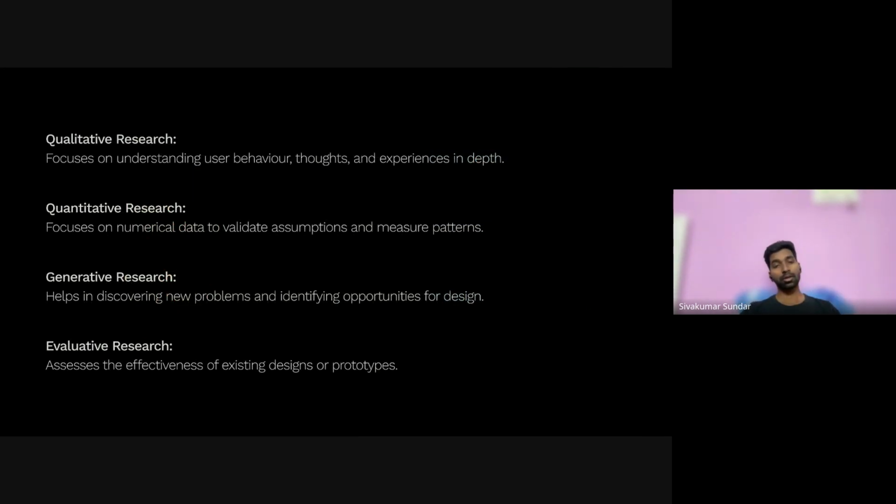So we're talking about the different types of research methods that we would be doing in the coming classes. But to give you a general idea, there are four different methods. One is qualitative research, another is quantitative, third is generative, and fourth is evaluative. I'll be explaining, with examples, what the first two mean: qualitative research and quantitative research.